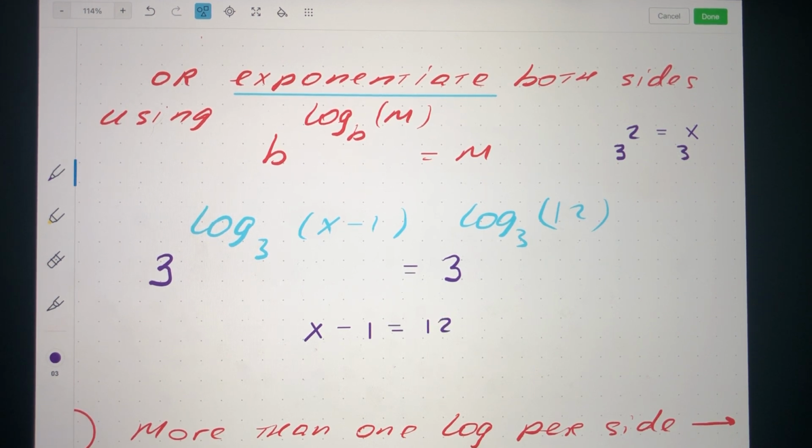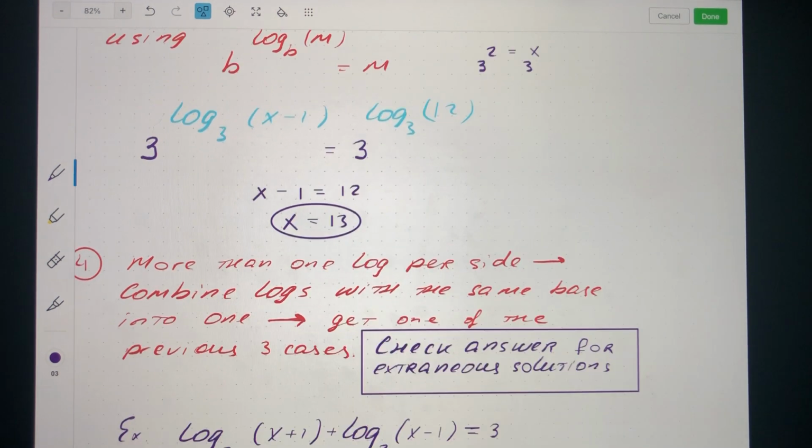So that would be sort of explaining mathematically why ignoring the logarithms actually works, because we can use the procedure of exponentiating and get exactly the same result, and x is 13, just like before. Now the last possibility is we get something else.